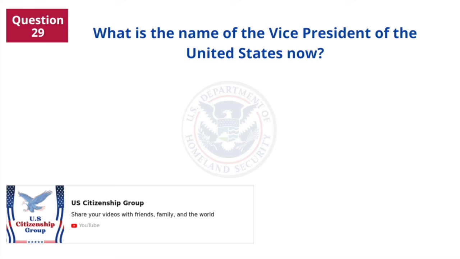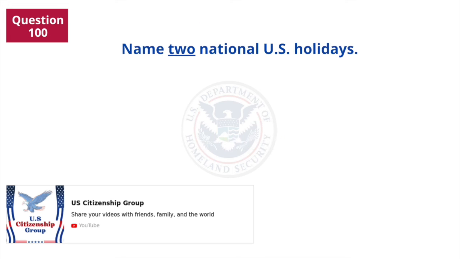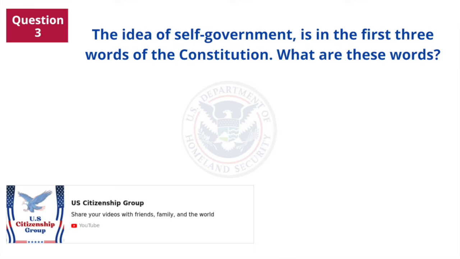What is the name of the Vice President of the United States now? Kamala Harris. Name two national U.S. holidays. New Year's Day. Independence Day. The idea of self-government is in the first three words of the Constitution. What are these words? We the people.